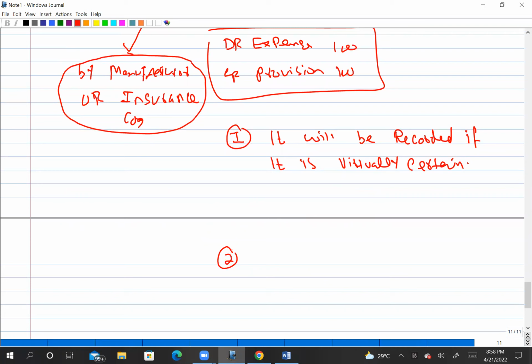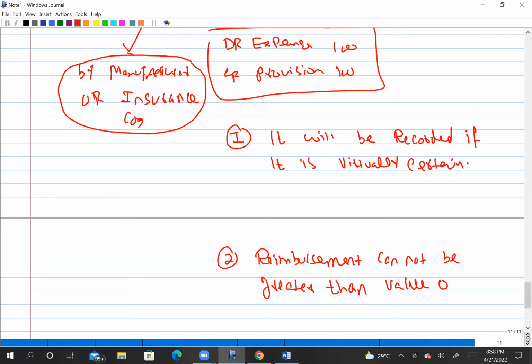Number two, reimbursement cannot be greater than the value of the provision. So if we have a provision of $100, the maximum reimbursement which we can record is up to $100.